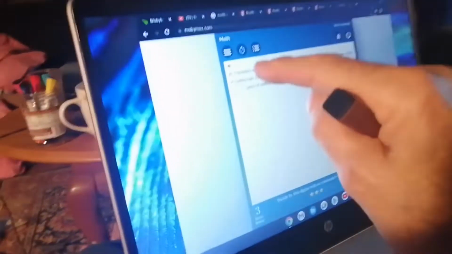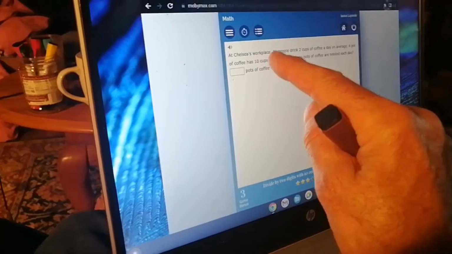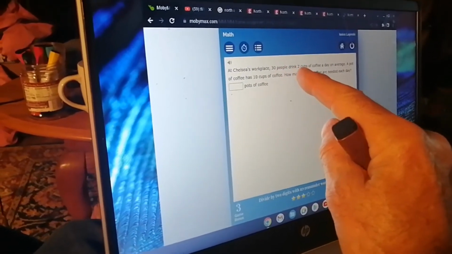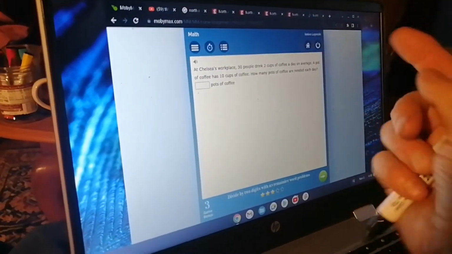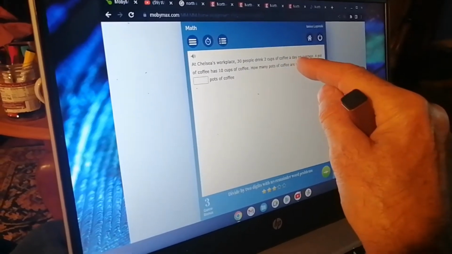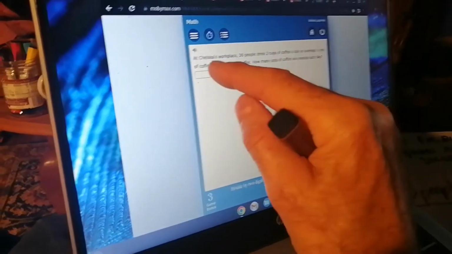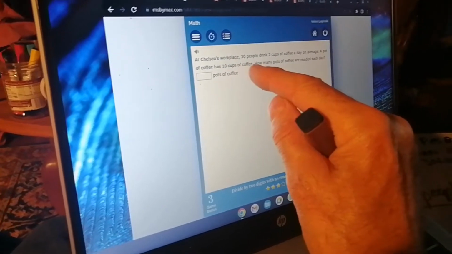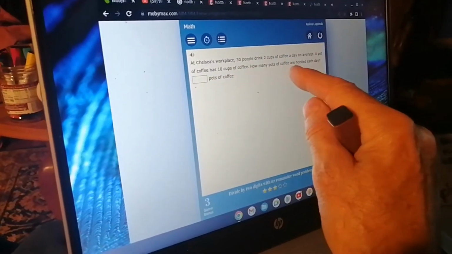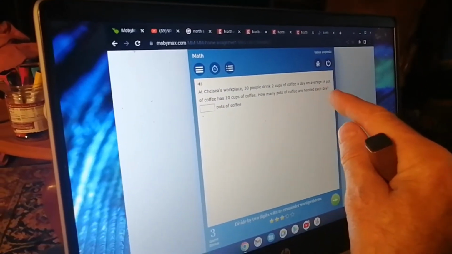You want to read it? Okay, read it. At Chelsea's workplace, 30 people drink 2 cups each of coffee a day. On average, a pot of coffee has 10 cups of coffee. How many pots of coffee are needed each day?